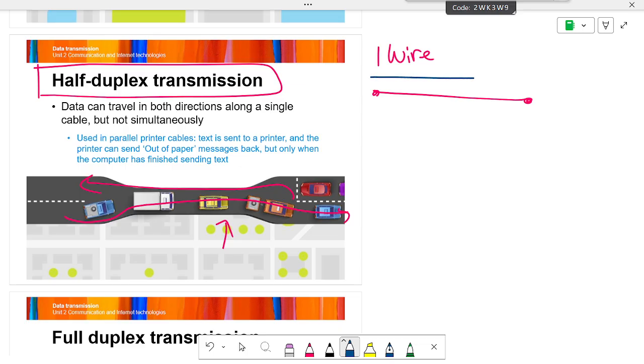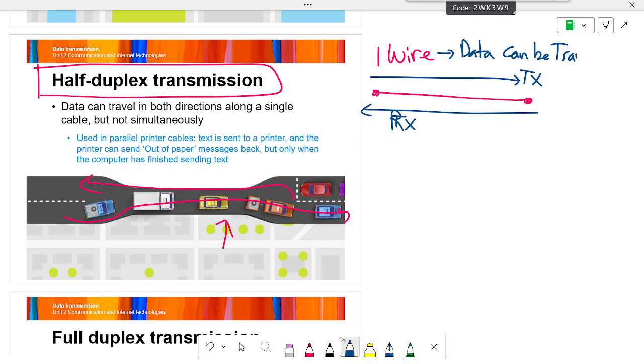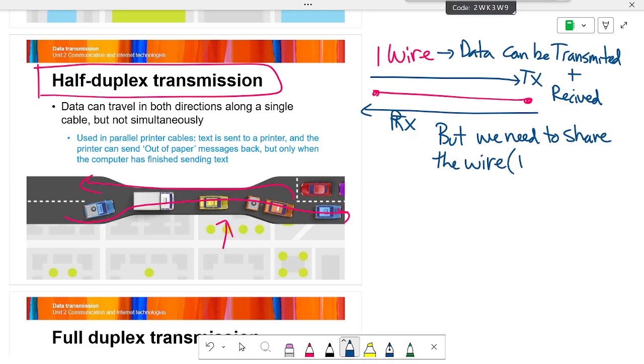So the data can be transmitted and received. Oh, this should be Rx. Okay? Therefore, we have to take turns. Okay? Let's write it down. Data can be transmitted and received, but we need to share the wire. Therefore, we're going to have to wait.